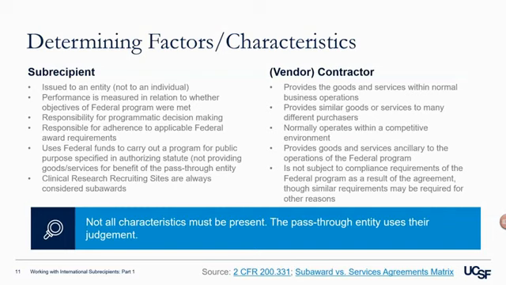So these determining factors and characteristics may not always be evident. Pass-through entities must use judgment in classifying each agreement as a subaward or procurement contract. These principles are very similar across the industry and should be applied to all extramurally funded activities.